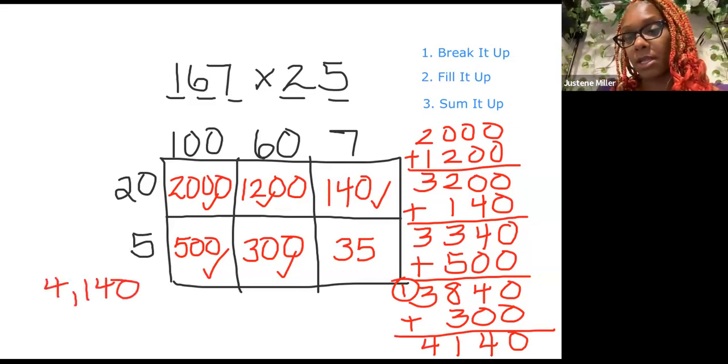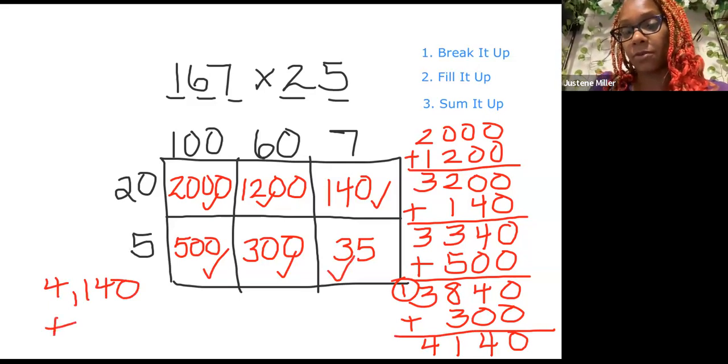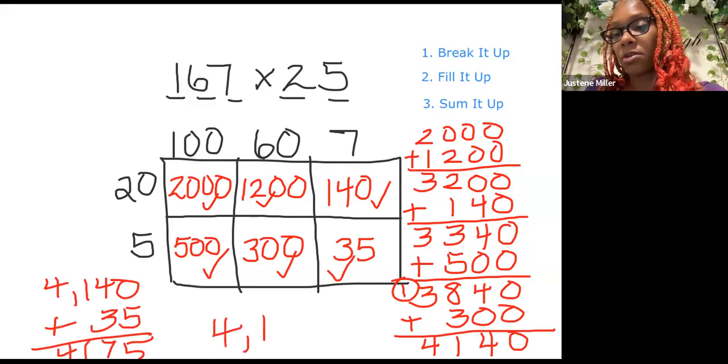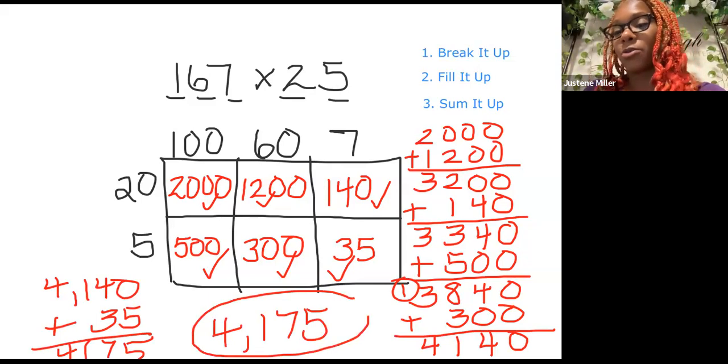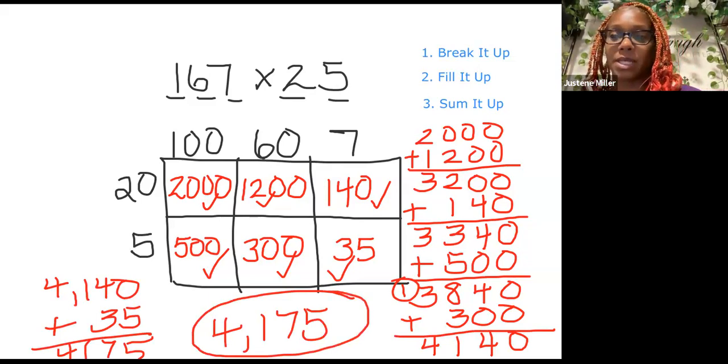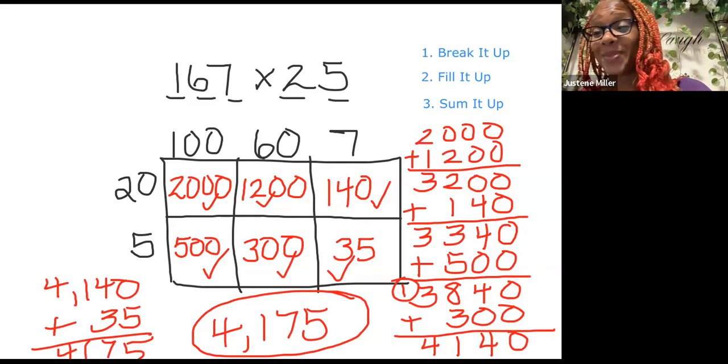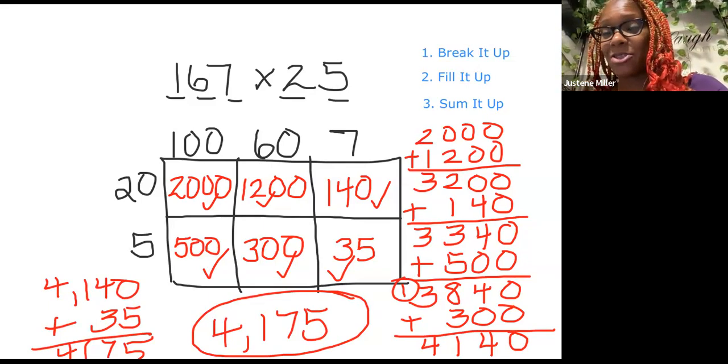4,140 plus my last partial product of 35. Final answer is 4,175. Now, loving the circled answer, because look at all that work, right? And it gets a little messy. Circling that answer for the teacher, they're going to love you. All right. So that was a 3x2 area model.